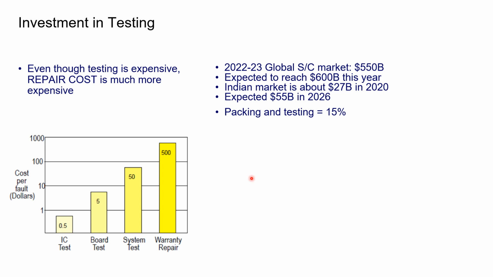Okay, so let's see about the cost. We saw a factor of 10 earlier. At IC level it is, assuming, 0.5, whatever the unit. Board level it is 5, 10 times. System level, 10 times again. Once the customer gives back the part with the issue, then the cost increases multiple times. So it's a factor of 10. See how it works. That's what it's saying.